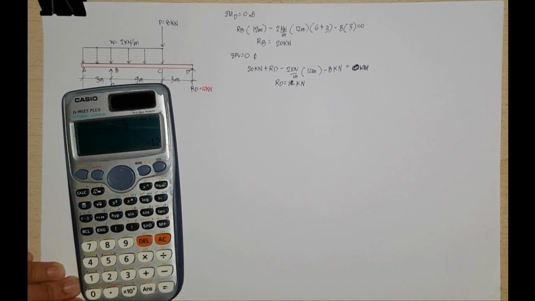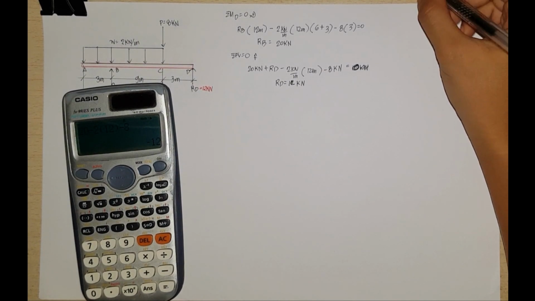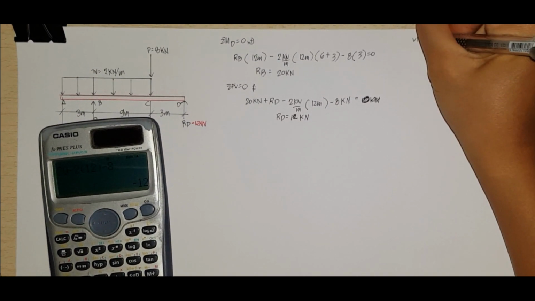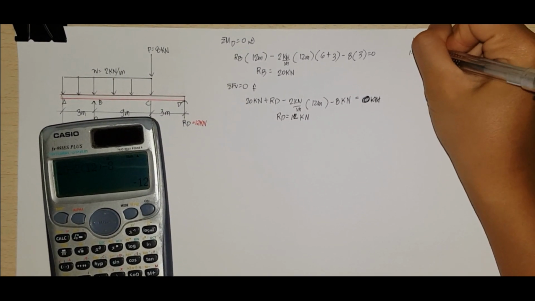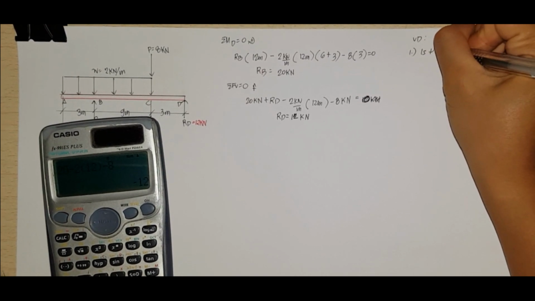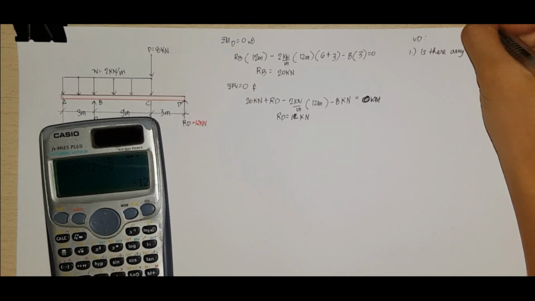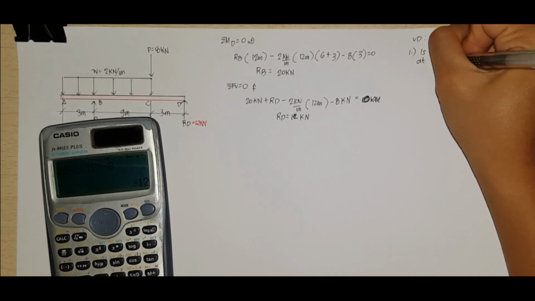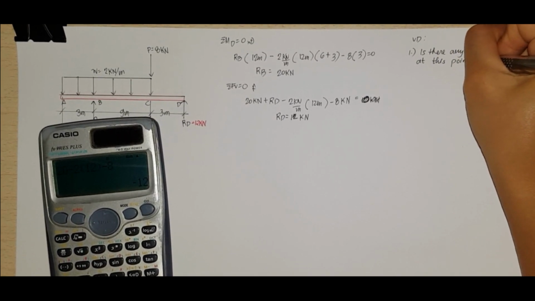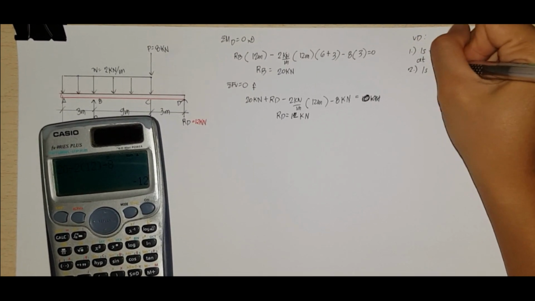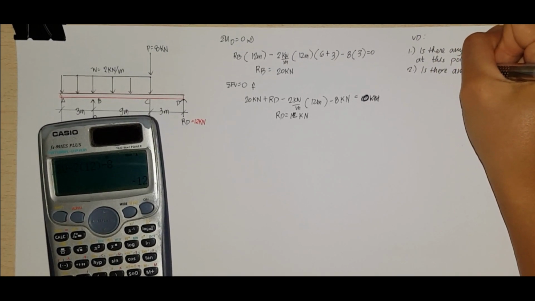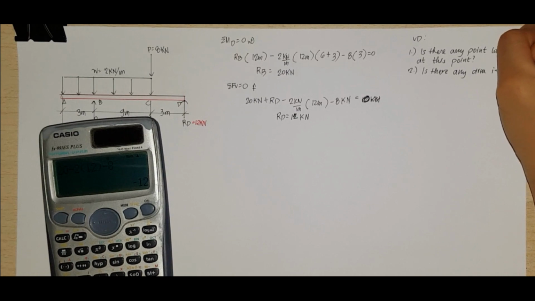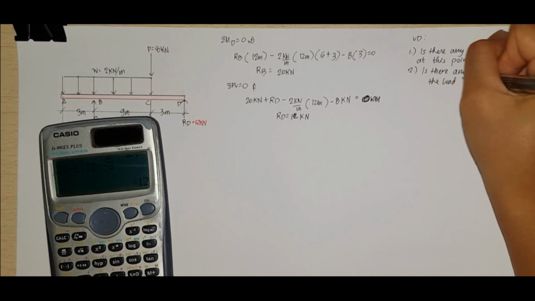Next step is to draw the shear and moment diagram by having these guiding questions. So for our shear diagram, we have two guiding questions. First question, is there any point load at this point? And the second question, is there any area in the load diagram?